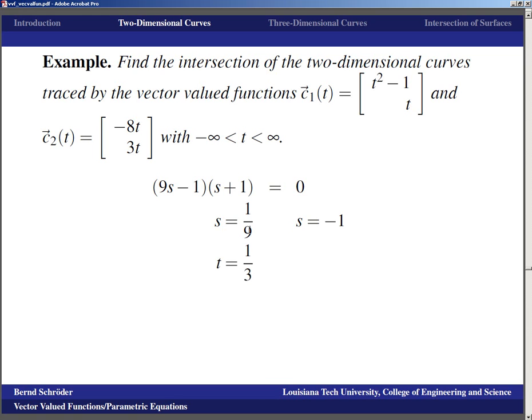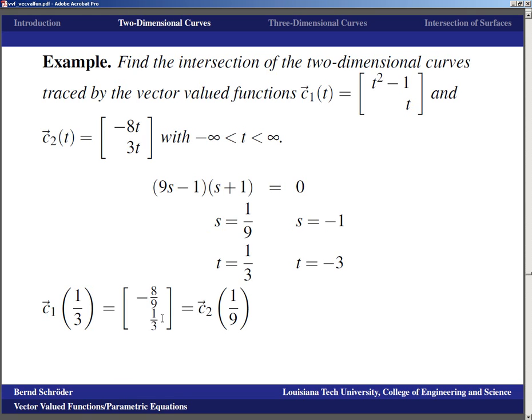When s is 1/9, because 3s was t, we have that t equals 1/3, and t equals negative 3 when s is equal to negative 1. And now we can figure out c1 of t, because the s was plugged into c2. So c1 of 1/3 will be, let's see, 1/3 squared minus 1 is negative 8/9, and 1/3.